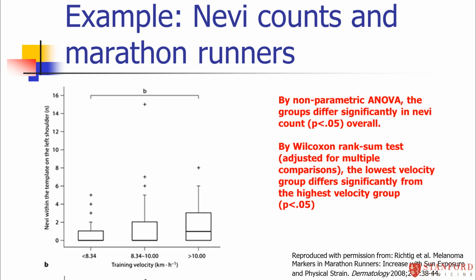So they went on further and applied the Wilcoxon rank sum test to do the pairwise comparisons here. But they adjusted for multiple comparisons. They adjusted for the fact that they were then doing 3 tests. And it turns out that they could show that the lowest velocity group, the slowest group, differed significantly from the fastest group in terms of nevi counts.